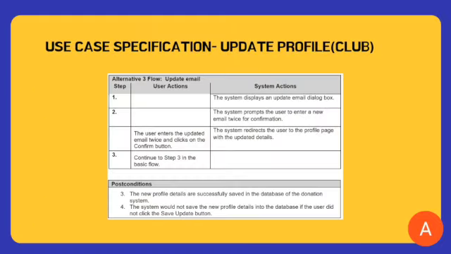The last alternative is the update email. The first step is the system displays an update email dialog box. Next, the system prompts the user to enter email twice for confirmation. And the third step is the user would enter the updated email twice and clicks on the confirm button, and the system would redirect the user to the profile page with the updated details. And this alternative also continues to step 3 in the basic flow.